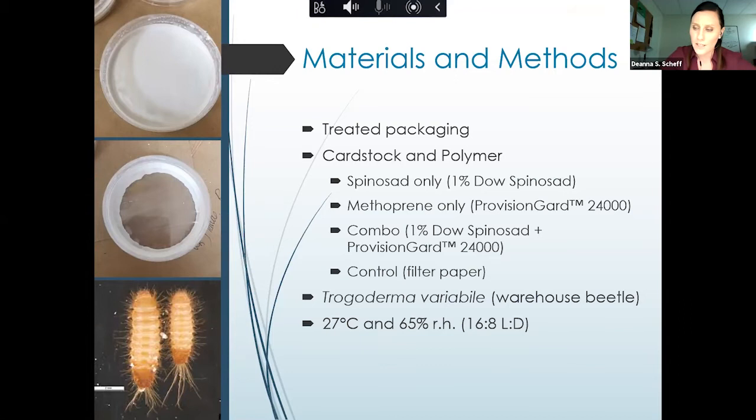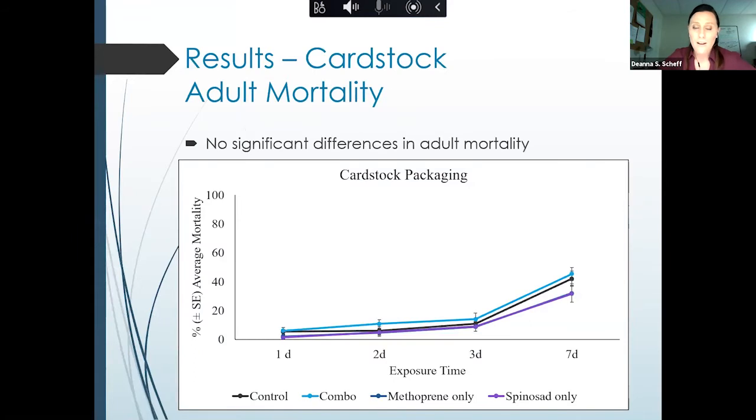What we can see is actually very interesting between the two different life stages of this insect. Our first test with this cardstock, we're looking here at adult mortality. As you can see, over a week span of 7 days, we saw no significant differences in adult mortality, whether it was on the treated packaging or on our control packaging. We do see a slight increase at 7 days. Again, that's not significantly different from our control packaging, so it's most likely just due to natural mortality of these beetles since they are short-lived.